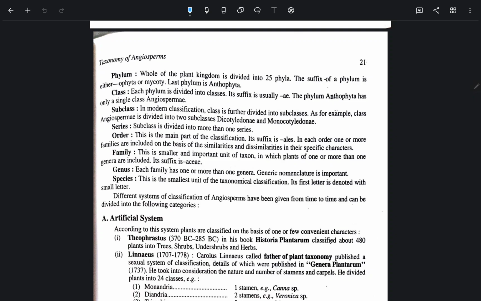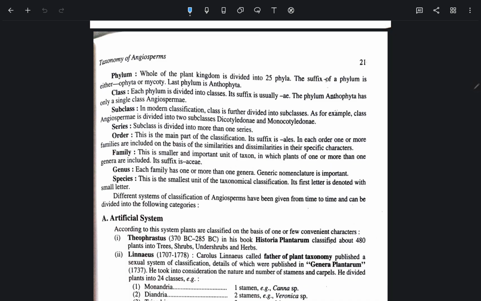Genus: each family has one or more than one genera. Generic nomenclature is important. Species: this is the smallest unit of the taxonomical classification. Its first letter is denoted with a small letter.